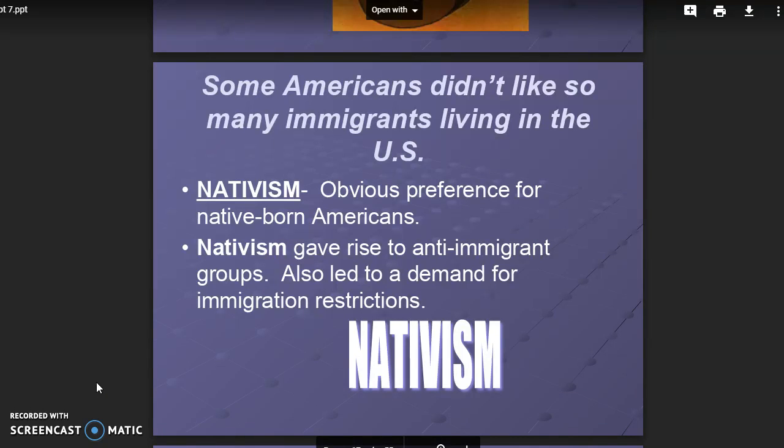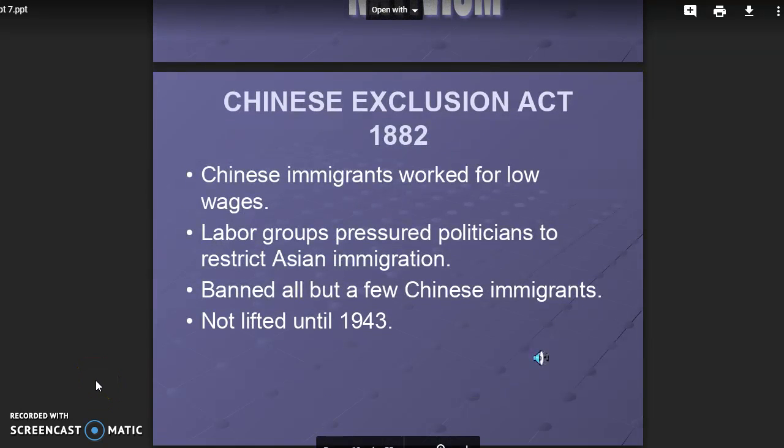Number 10 is asking you to describe the Chinese Exclusion Act of 1882. You should already be familiar with this because we went through this and did a close reading assignment. Chinese immigrants worked for low wages. Labor groups pressured politicians to restrict Asian immigration and then banned all but a few Chinese immigrants, and it was not lifted until 1943. So what you can write down for number 10 is, due to labor pressure, Chinese immigrants were all but banned until 1943.